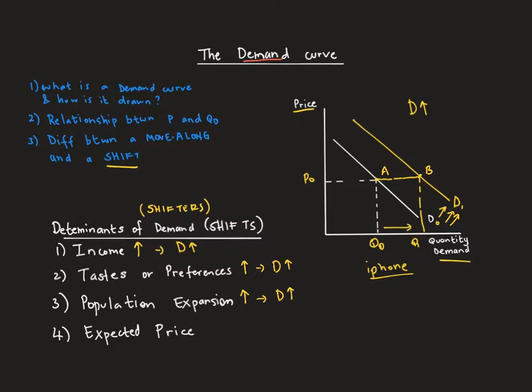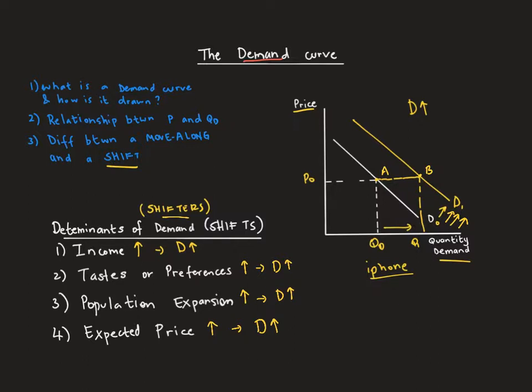It should naturally increase because we always want to buy the product at a cheaper price. So let's say, for example, the expected price in the future is going to increase. That means that current demand, or demand today, will also increase, causing a shift in the demand curve from D0 to D1.